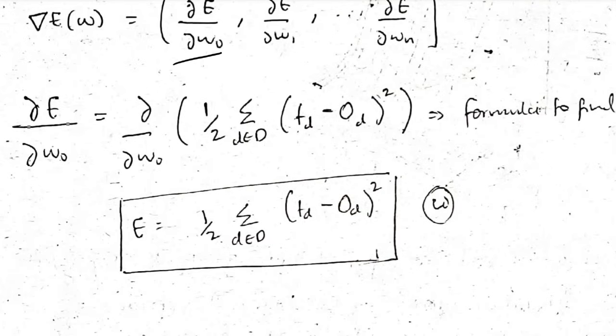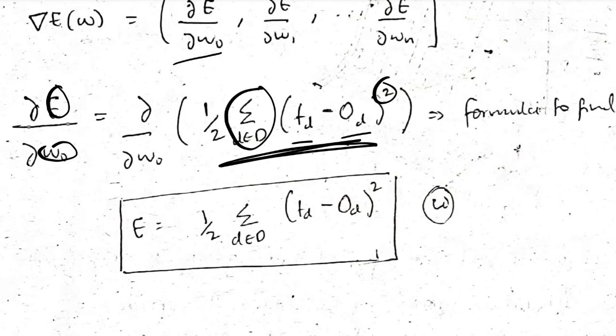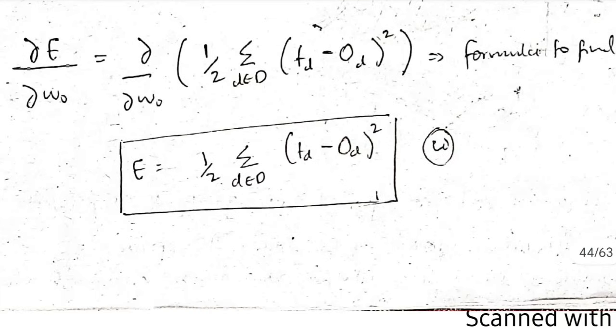The first one, delta E by delta W. In it, we write what E is. We know the formula: E is half into the sum over all d of (td minus od) whole square. This is the formula to find the error, and it is fixed. When we differentiate it, we'll get the final answer. So we'll now be differentiating this value.